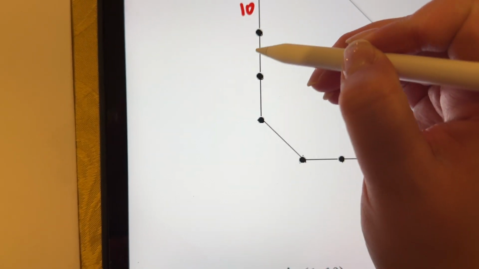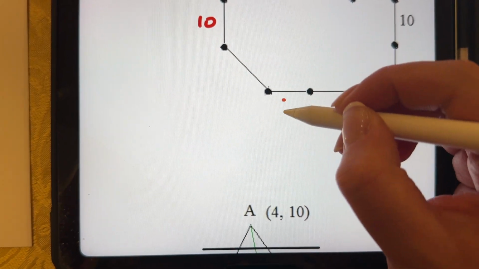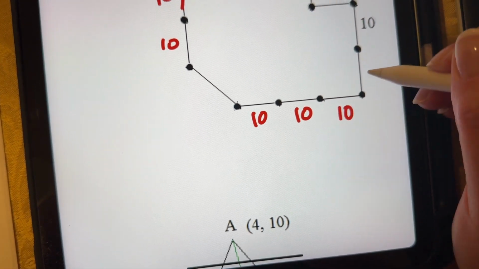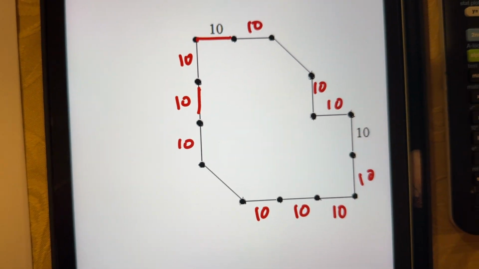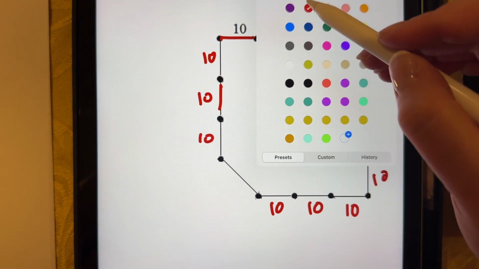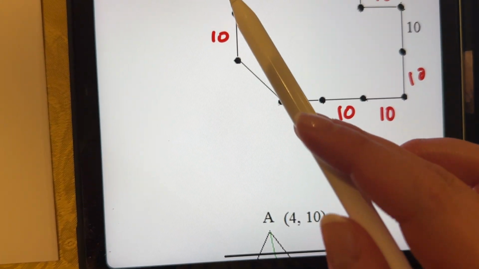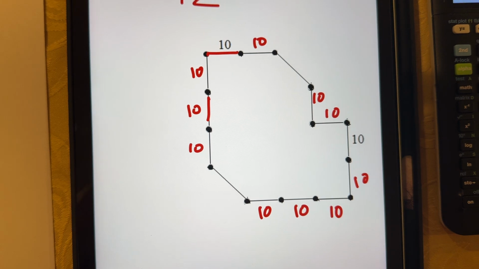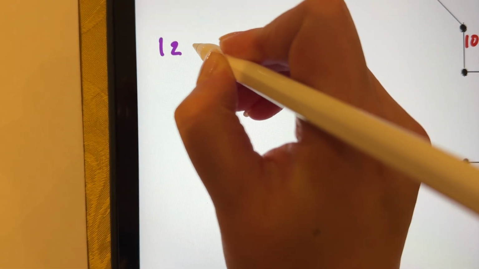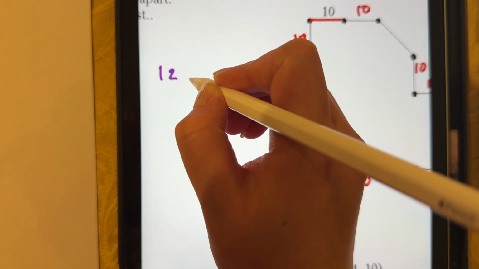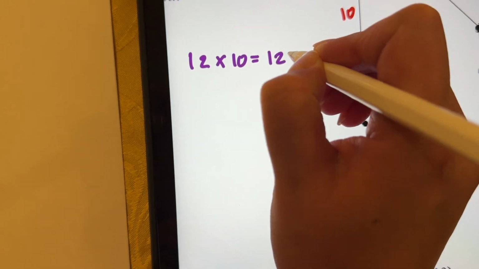So we have 10 here. This is another 10 here. It skips. We have a 10 here, here, here, here, and keep going. If we count that out, we have 1, 2, 3, 4, 5, 6, 7, 8, 9, 10, 11, 12. We have 12 tens. So if we're trying to figure out the perimeter, it's like the circumference of a circle, the distance around the shape. So 12 times 10, 120.